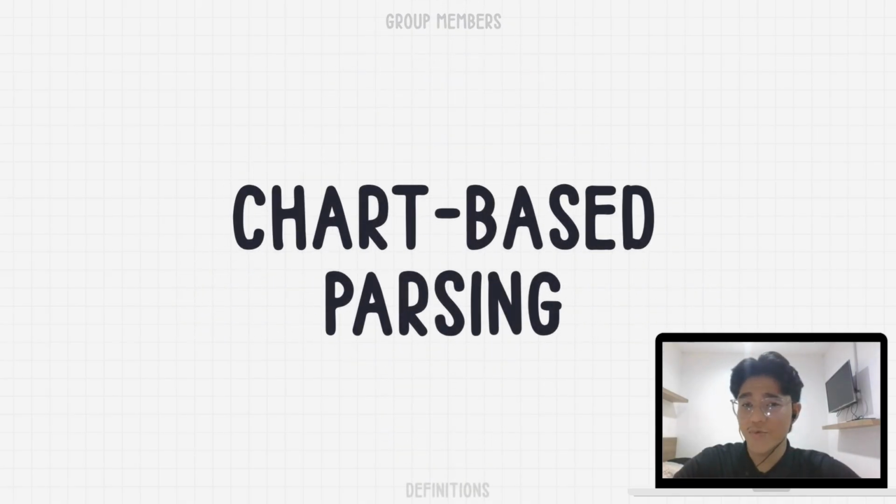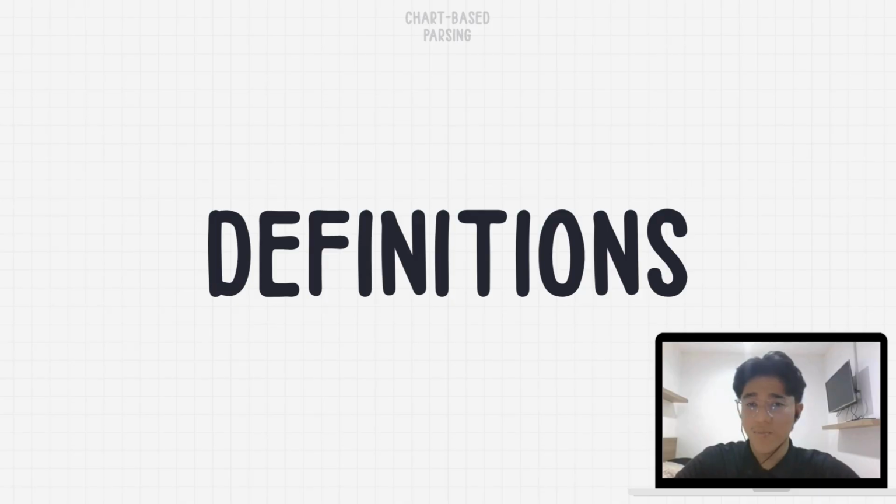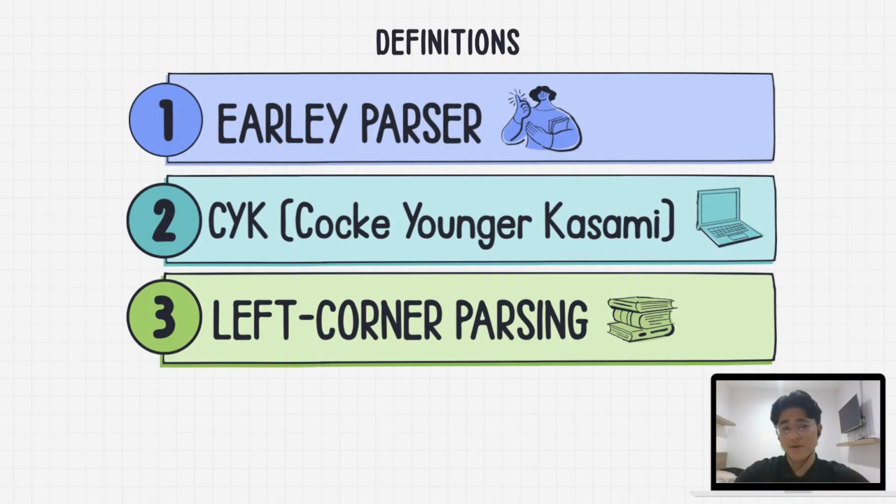What are the topics that we are assigned? So the main topic is chart-based parsing. When we talk about chart-based parsing, we have a lot of algorithms that we can discuss, but for our group, we will discuss only three. So the first one we have to know about is the definition for each. The first algorithm is Earley parser. The second one is CYK, Cocke-Younger-Kasami. And the last one is left corner parsing. Do you know that left corner parsing is not an algorithm, but a strategy?